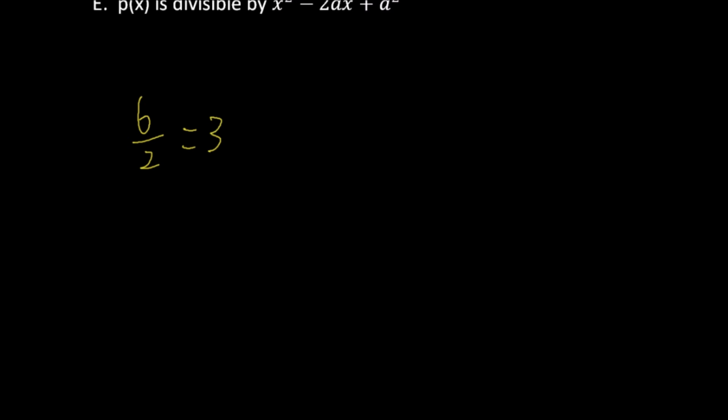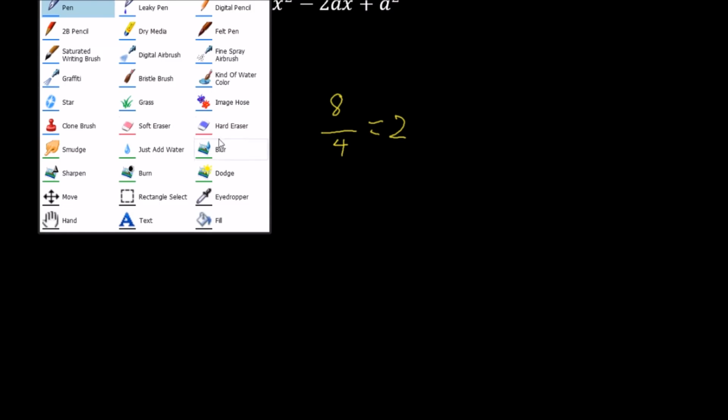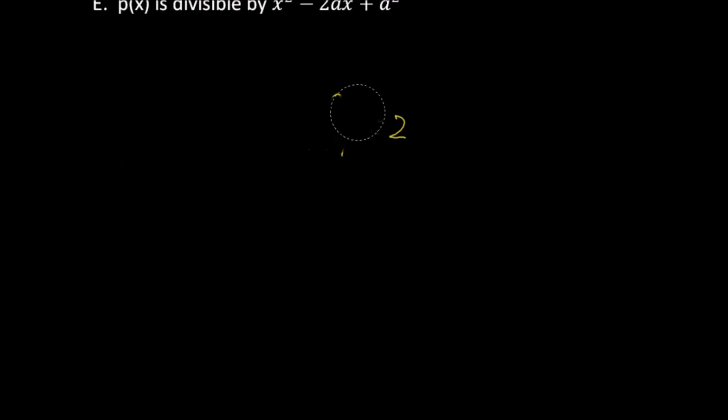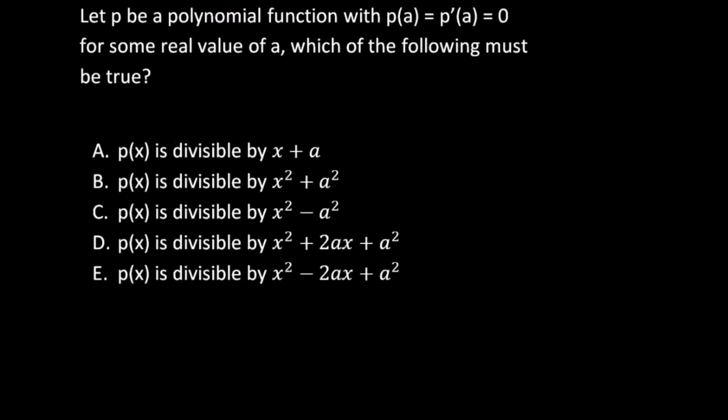Another example. Is 8 divisible by 4? Yes, the answer is 2. You don't have any decimal behind that. So what that means is that in order for a number to be divisible by another number, the result is supposed to be a whole number, an integer. So let's go back and look at the question.